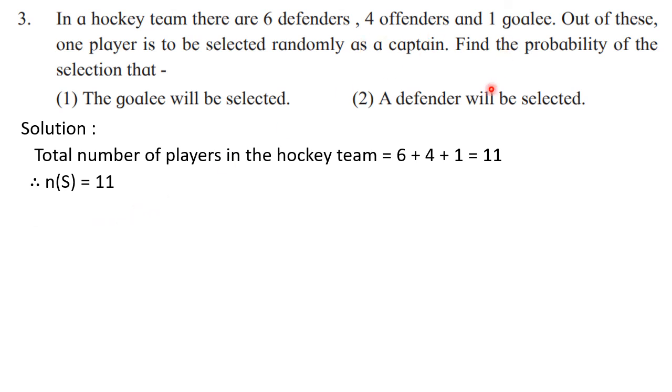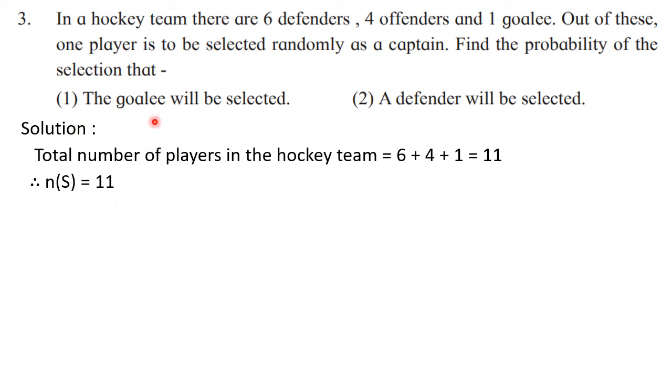In this case, you cannot write down the sample space as a set. If you want, you can write, but then you have to take defenders as D1, D2, D3, D4, D5, D6. That will be complicated, and it is not compulsory to write down the sample space in the form of a set. You only describe it and write down the correct number of sample points. Okay, so here n of S is 11.